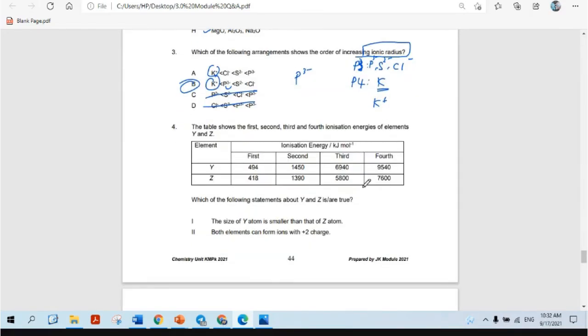Okay, question 4. First of all, you must calculate the ratio. Okay, everybody, please tell me the ratio. So this is IE2 to IE1. Please take out your calculator, do some exercise. IE3 to IE2. This one, IE4 to IE3. Please tell me the value for Y first.